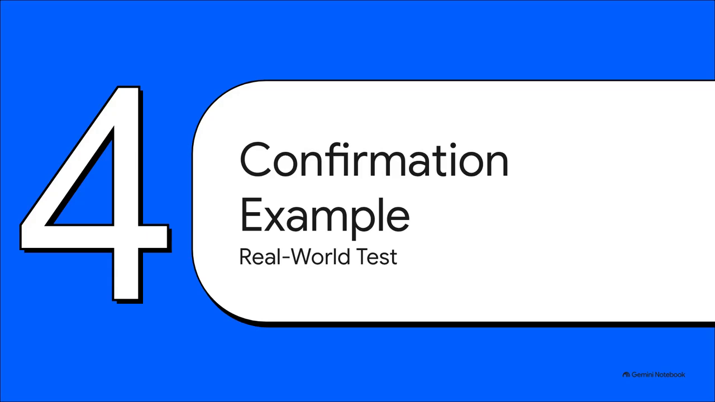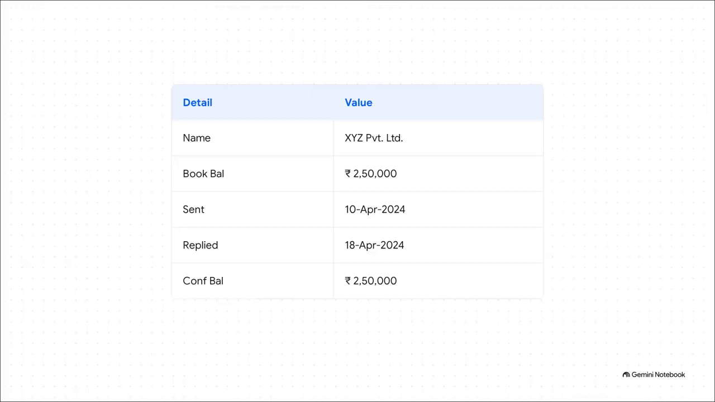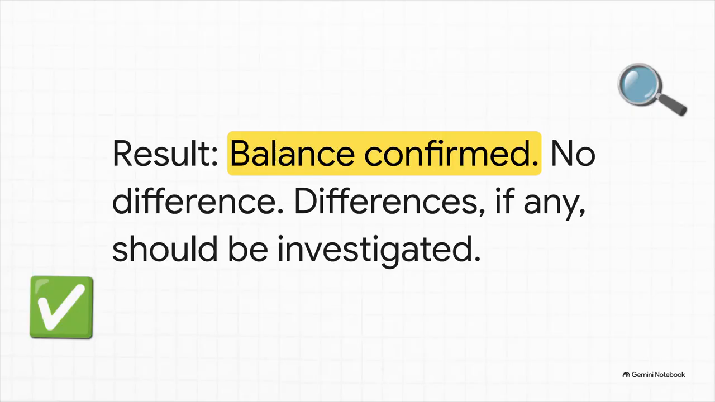All right, Section 4, Customer Confirmation Example. So let's look at how this plays out in the real world. We have a customer, XYZ Private Limited, with a book balance of $250,000 on March 31st. The auditor sends out a confirmation on April 10th. The customer replies a week later on April 18th. And they confirm their balance is exactly $250,000. Boom, this perfectly satisfies our existence and accuracy assertions. Because those numbers matched up perfectly, it's a clean test.